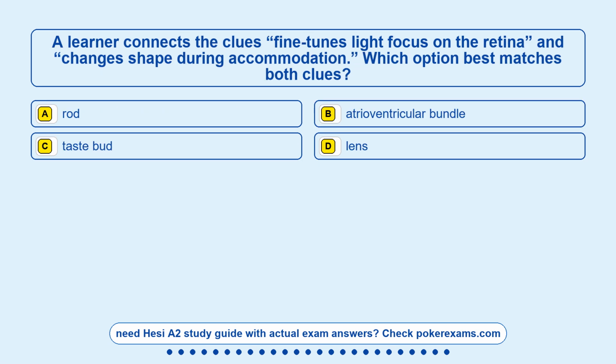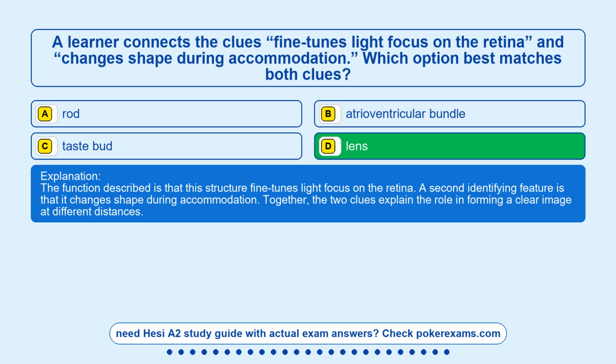Question 6. A learner connects the clues: fine-tunes light focus on the retina and changes shape during accommodation. Which option best matches both clues? Option A, rod. Option B, atrioventricular bundle. Option C, taste bud. Option D, lens. The correct answer is option D, lens.